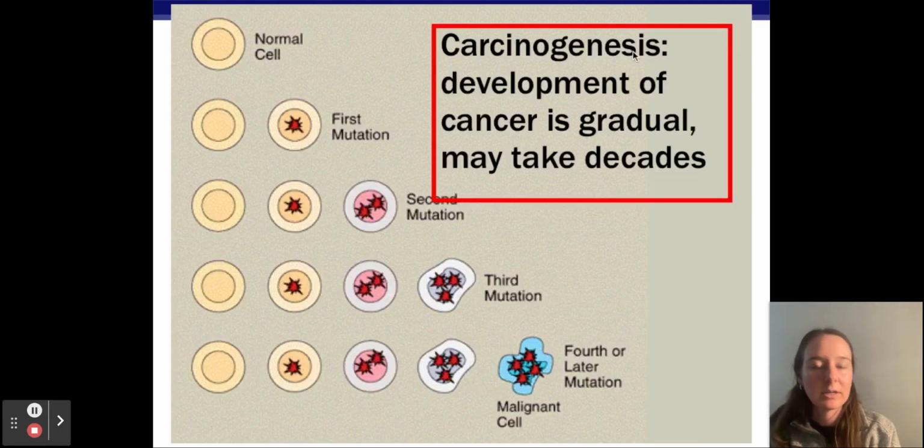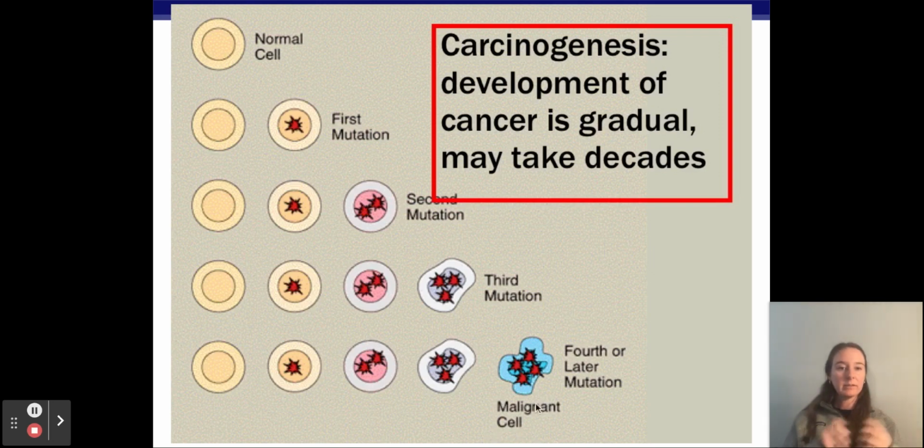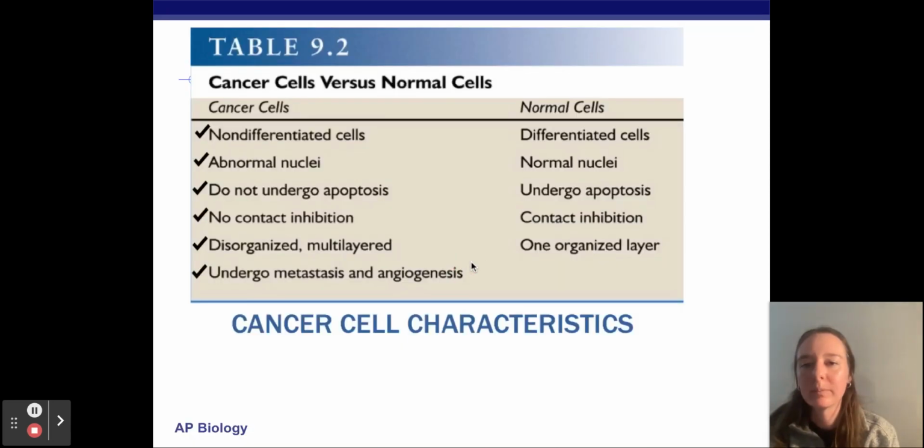So carcinogenesis, genesis means new, carcino means cancer, is the development of cancer, but it's gradual. It could take decades. So if you have a normal cell, the DNA gets mutated. Now, that's not the huge issue if there's one mutation in your DNA. But again, like I showed you before, if there's a second mutation or a third mutation or a fourth mutation, we call this a malignant cell. It's a bad cell. And this can now have really, really detrimental cell growth that leads to a tumor.